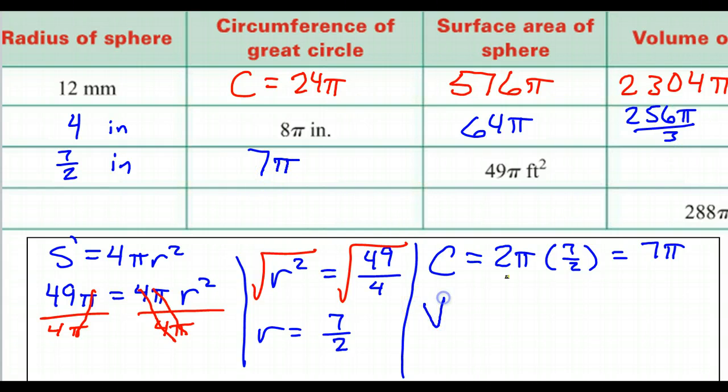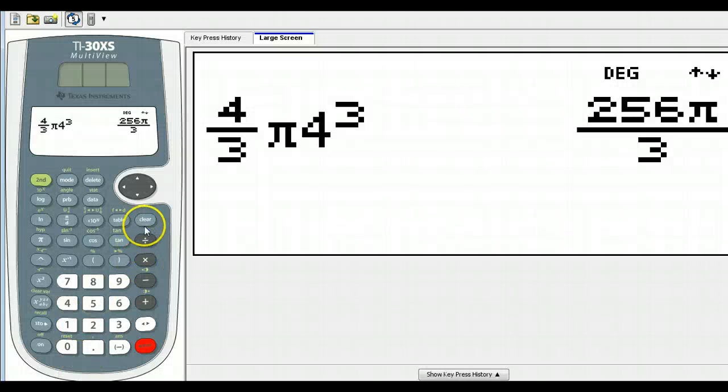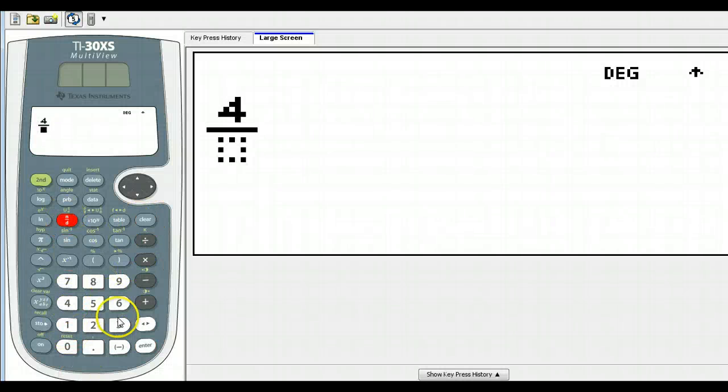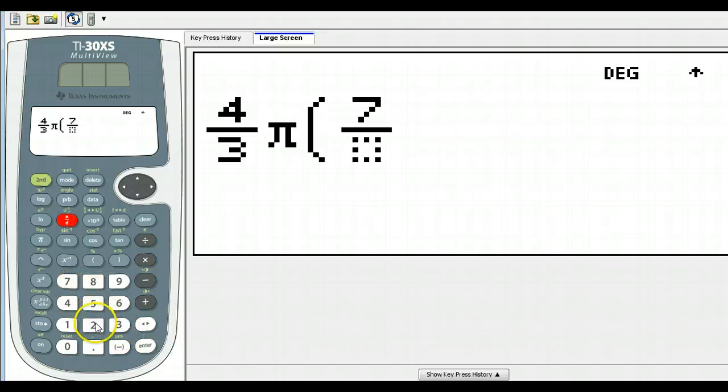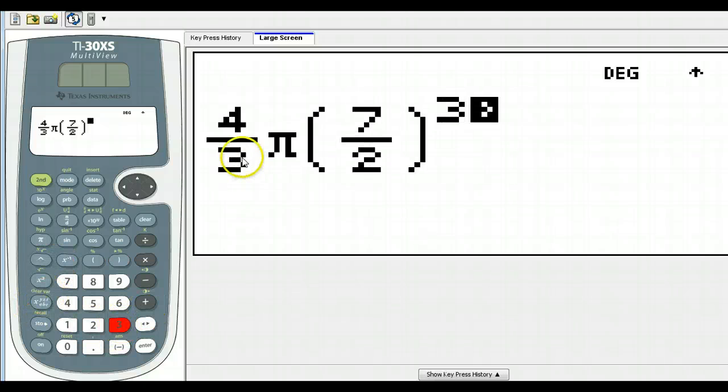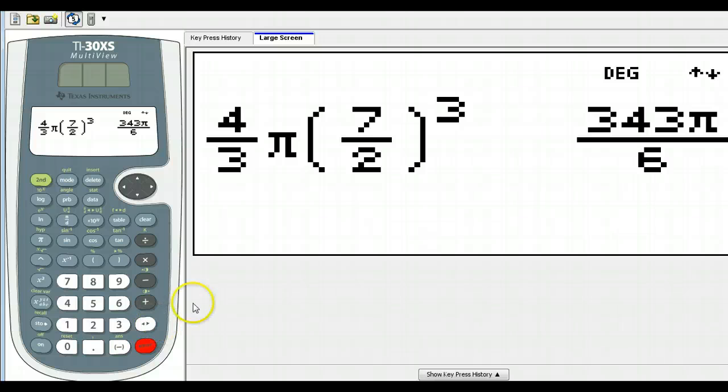Now if I want the volume, which is the last thing, volume is 4/3 pi times the radius cubed. But okay, remember my radius is 7 over 2. So let's see what my calculator does with this. Okay, so 4/3 pi. Now I'm going to have to put this 7 over 2 in parentheses, guys. 7 over 2. Alright, so I can cube it. So this is 4/3 pi radius cubed. 343 pi over 6.